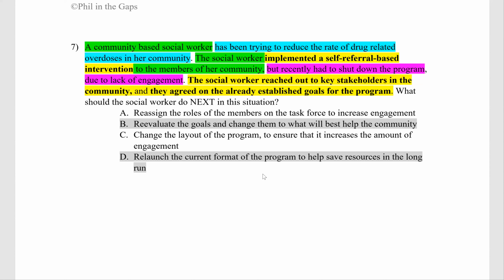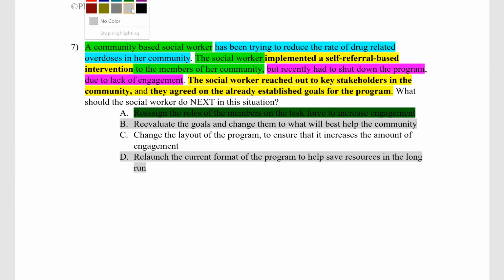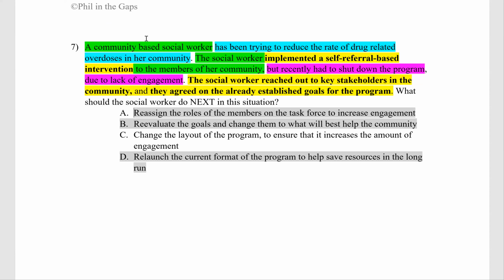So do we want to blame the people implementing it, or do we want to blame the type of format, which is the self-referral based intervention? So for that reason, we're going to rule out A. Why? Because it's not the team's fault. It's the format. So if we changed it to more of a snowball sampling or active engagement type format, we'd probably be in a better position. So the correct answer is going to be C.